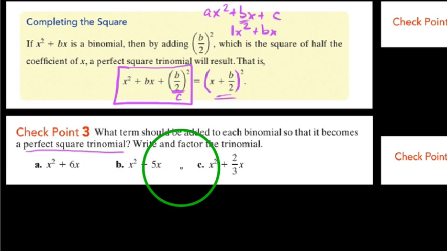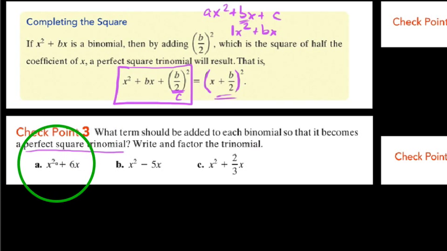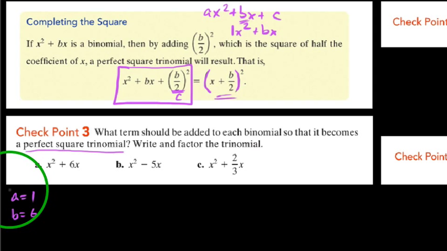So let's take a look at these three, and then we'll talk about how we could use that method to actually solve some quadratic equations that are not factorable in the first place. Letter A says x squared plus 6x. I notice first of all that my a value is 1 and my b value is 6. It is key that this a value is 1 to begin with, and for all three of these expressions, at the very least, a is 1.